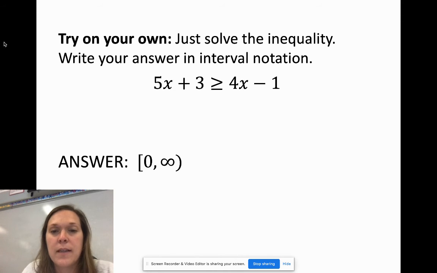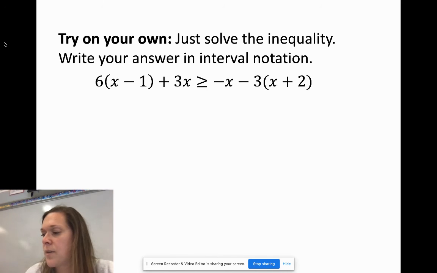Oops. Guess I didn't copy and paste that. Is that the right answer? 0 to infinity. Let's go ahead and work through this one.